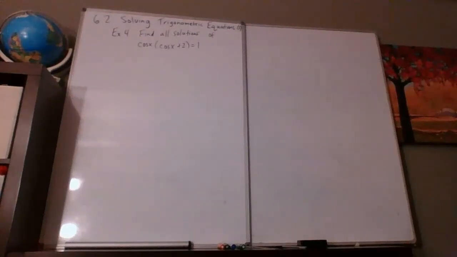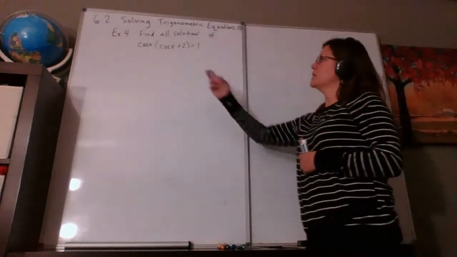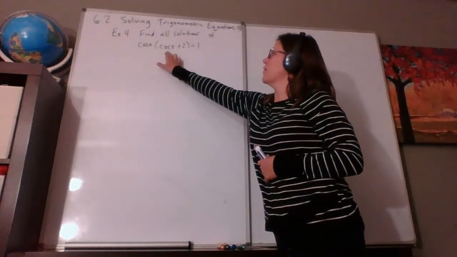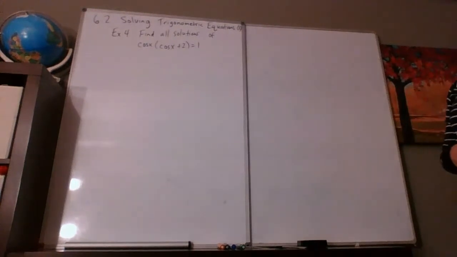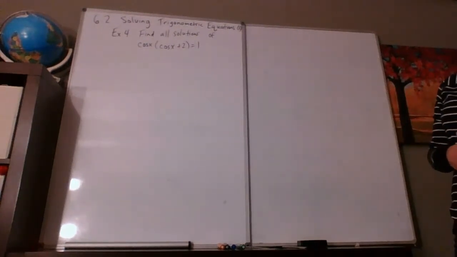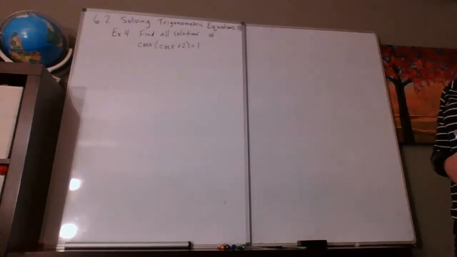Welcome to 6.2 Solving Trigonometric Equations Part 1, Example 4. Find all solutions of cosine x times the quantity cosine x plus 2 equals 1, where x is in radians. First, we might notice that there's going to be a cosine times another cosine, so this is actually quadratic in form. Therefore, we need to set it equal to 0 and try and factor.